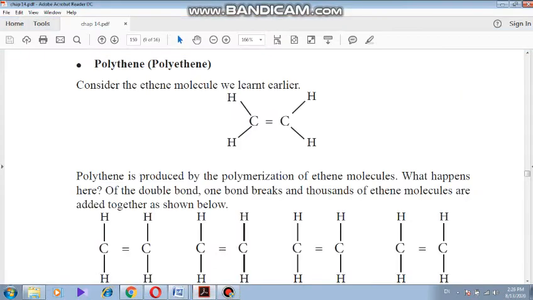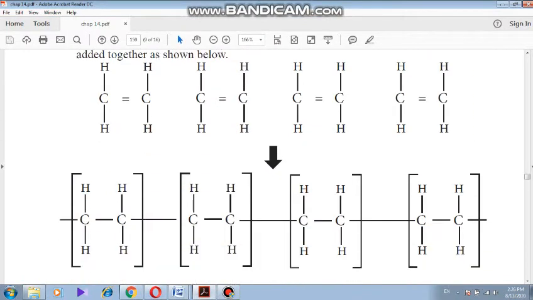Polythene is a polymer of ethene molecules. In the case of the ethene molecule, here you are shown 1, 2, 3, 4 ethene molecules. Here there is a bond. In the double bond, one bond breaks and a new bond is created between carbon and carbon. That means here the bond is created. That is this bond.